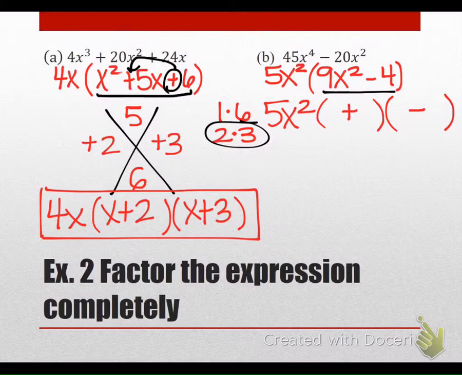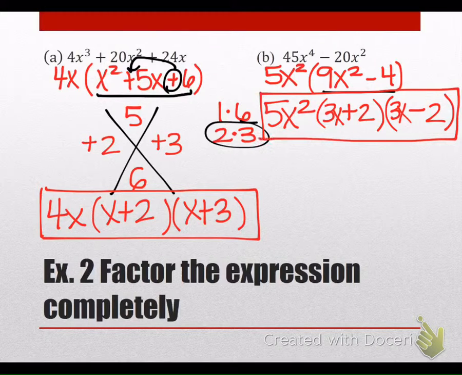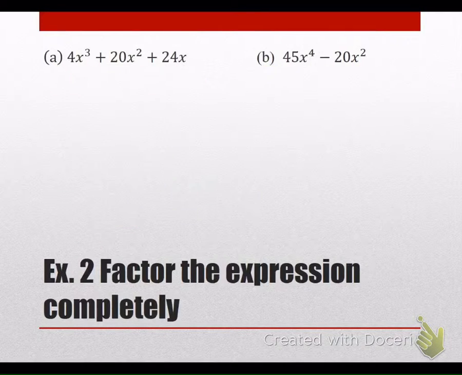So what is the square root of 9x squared? 3x. And each set of parentheses gets a 3x. And then what's the square root of 4? 2. So each set of parentheses gets a 2. Now, can 3x plus 2 or 3x minus 2, can those be factored down anymore? No. All right, so this is our final answer. Great job. Any questions? All right, now let's look at our last type of factoring.